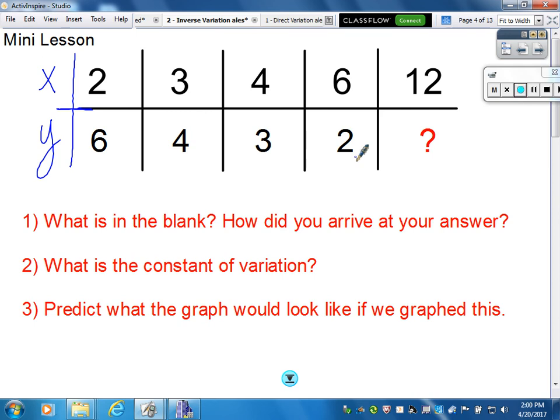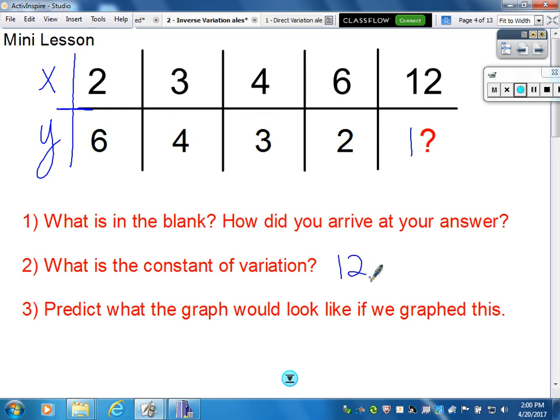And we want to figure out what 12 becomes. So what's my y value that goes with it? And the trick here is it's nothing that's happening to it. It's more of what they multiply to. So 2 times 6 is 12, 3 times 4 is 12, 4 times 3 is 12, 6 times 2 is 12. So 12 times what is 12, and that is just another 1. So 12 times 1 is 12 itself. So what's in the blank? A 1. What's the constant of variation? That number that kept coming up constantly is 12.